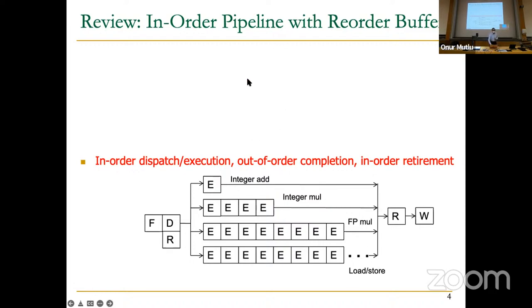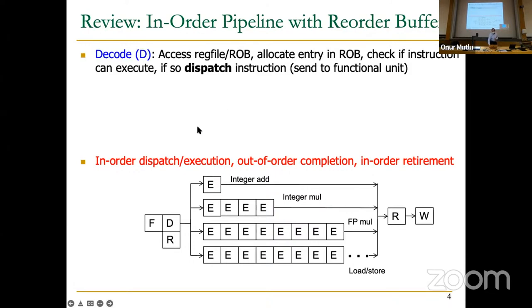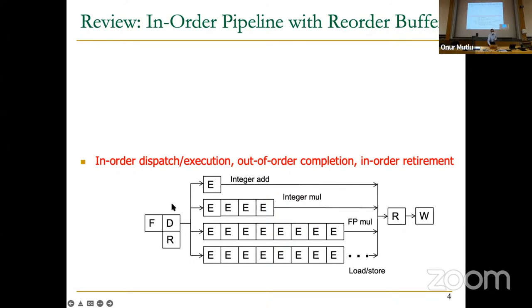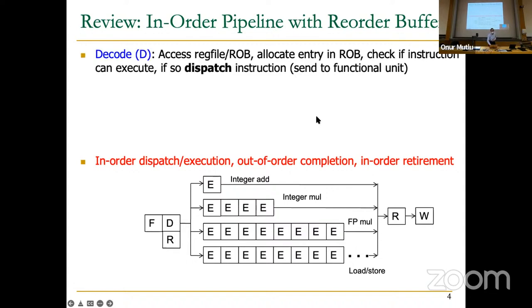And we said that this pipeline essentially is in order over here. When you're dispatching instructions to the execution, it's in order. So we're not changing the in-order execution principles, but the instructions are completing out of order, okay? But we retire instructions in order. So we're gonna be more aggressive today. So we're gonna look at what's the problem with this pipeline today.